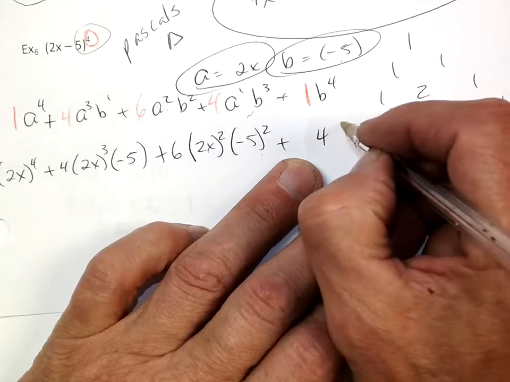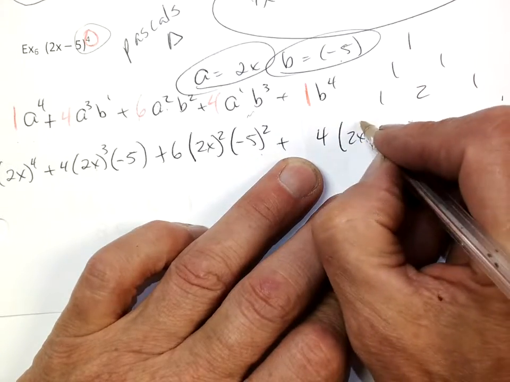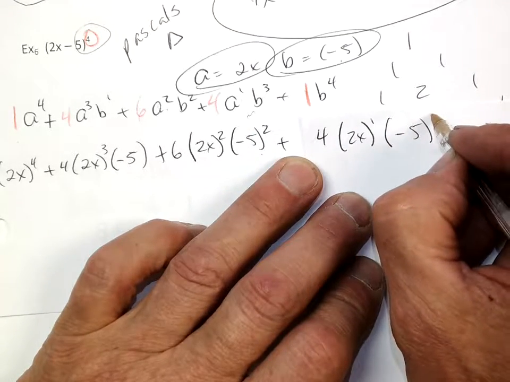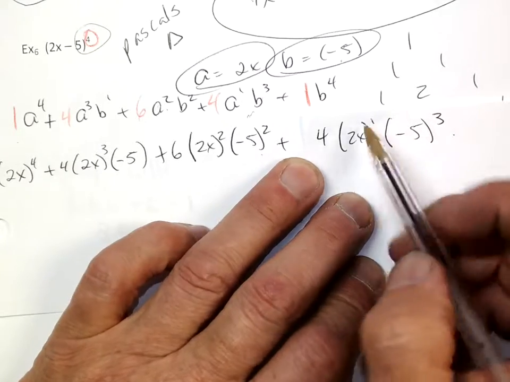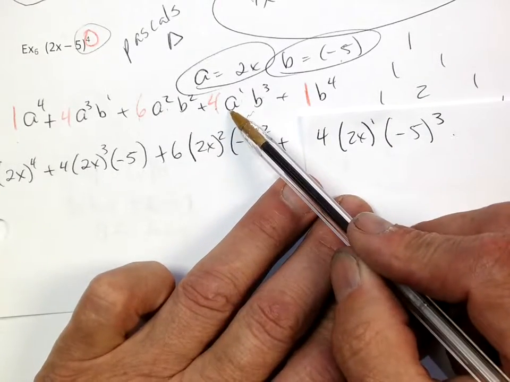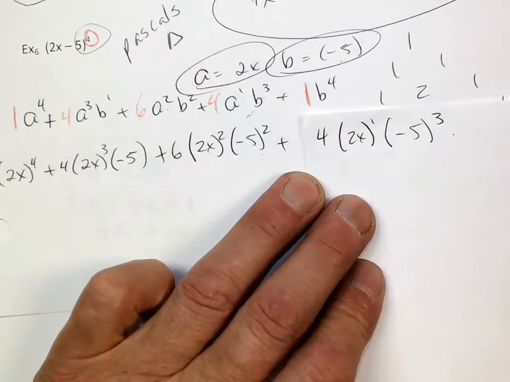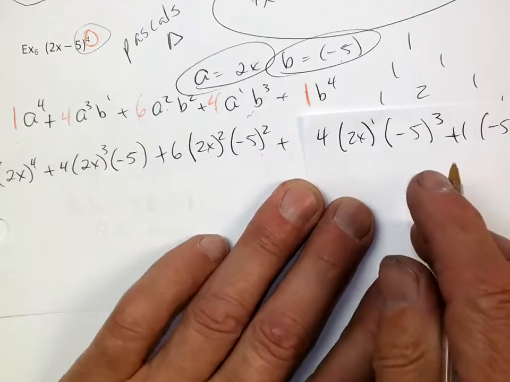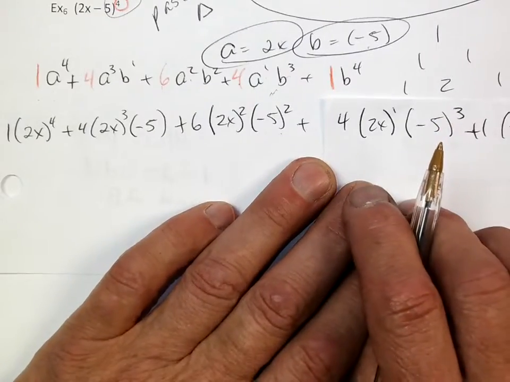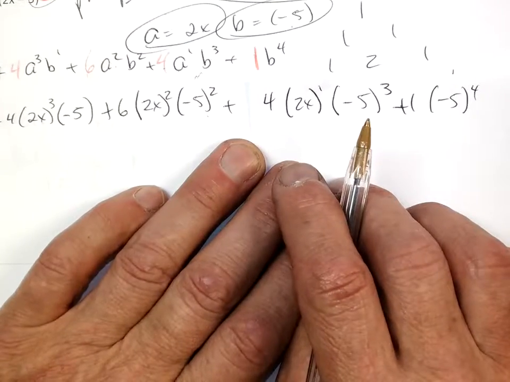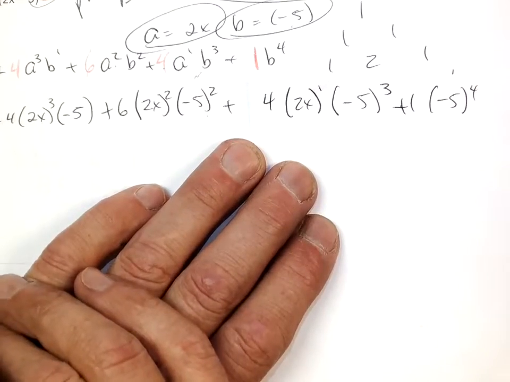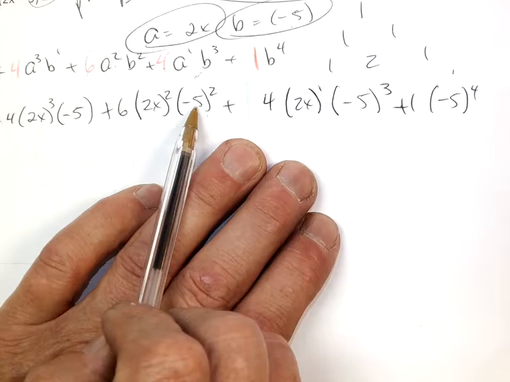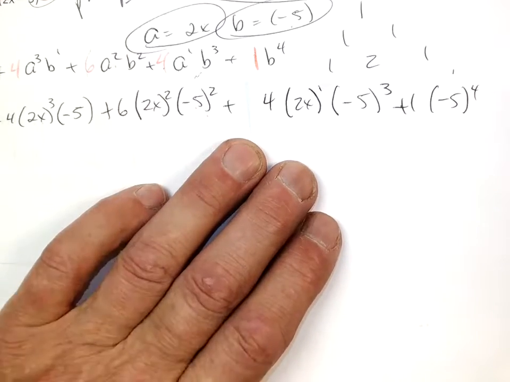Plus 4, and A is 2x to the 1, and B is negative 5 to the 3rd. So here's my 4. I put in what A was, which is 2x. I put in what B was, which is negative 5. Then finally plus 1, and B is negative 5 to the 4th. Okay, how am I doing? It's one big, long, ugly mess. So I just plugged in the 2x for the A's, the negative 5 for the B's, okay? One big ugly mess. So let's do it step by step.